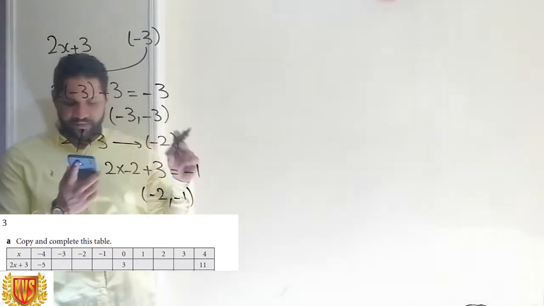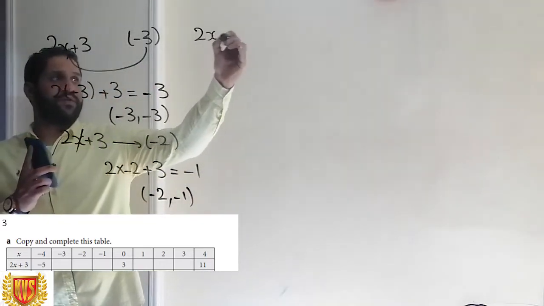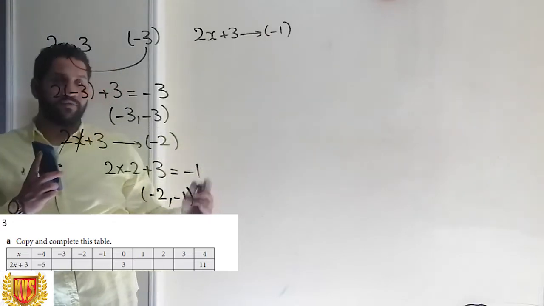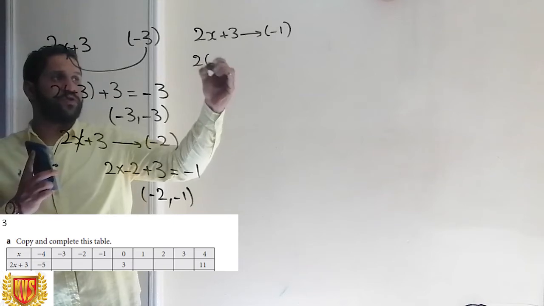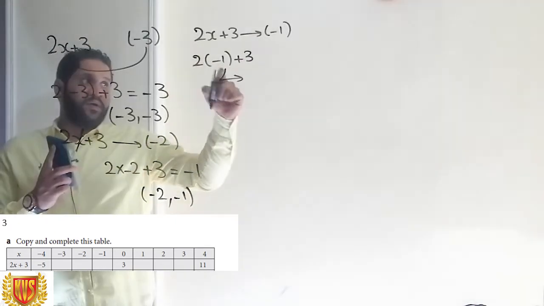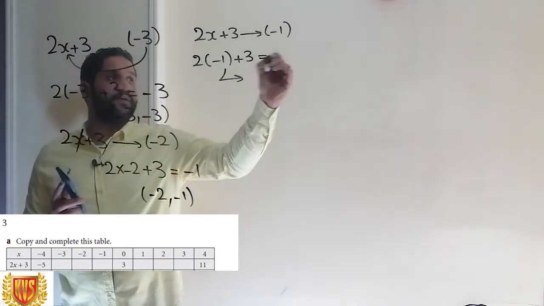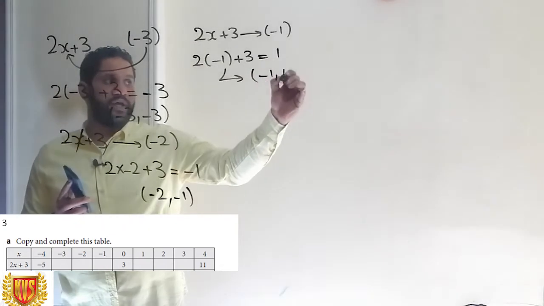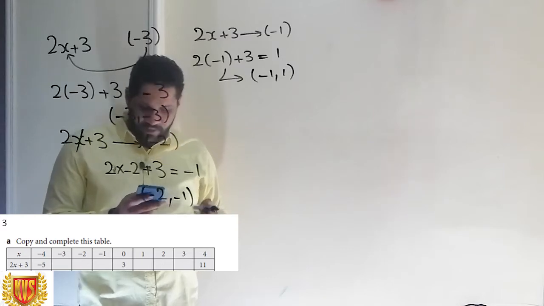Let's see another number. When I replace it by -1, the relation is 2x plus 3, and the number which I'm going to put is -1. So I'm going to put -1 instead of this x. So it's 2 times -1 plus 3, -2 plus 3, it's 1. So this is x, and the number which I got after putting the number instead of x is y. And so on.